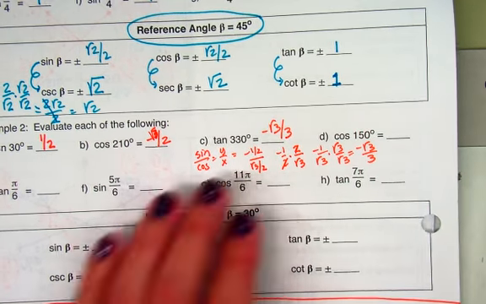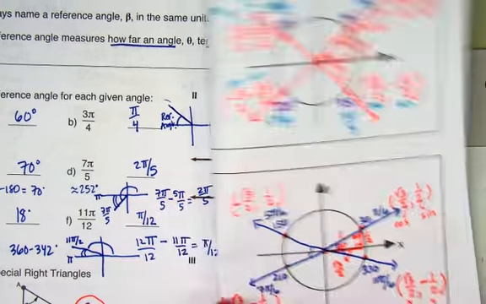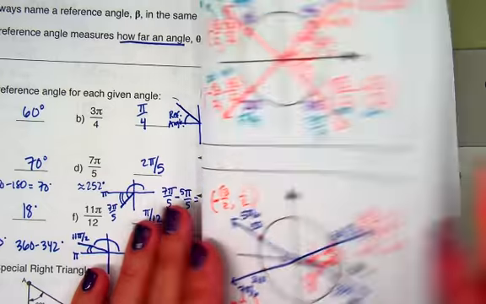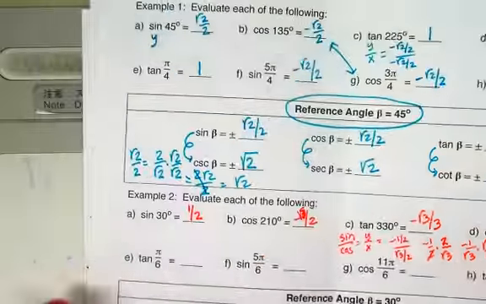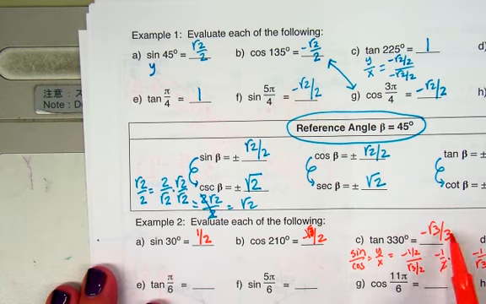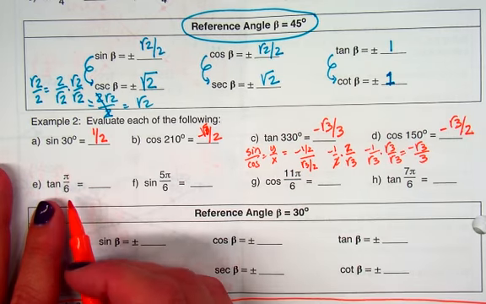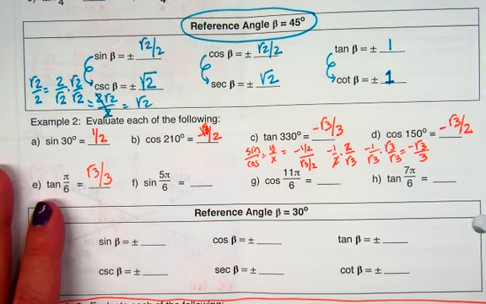Cosine of 150. Well, you kind of noticed already the cosines are all going to be the root 3 over 2's. So 150, quadrant 2, cosine is negative, so it'll be negative root 3 over 2. Tangent, well again, the tangents are all going to be the same. So all of my tangents are going to be this root 3 over 3. But pi over 6 is in quadrant 1, so it's going to be positive root 3 over 3.